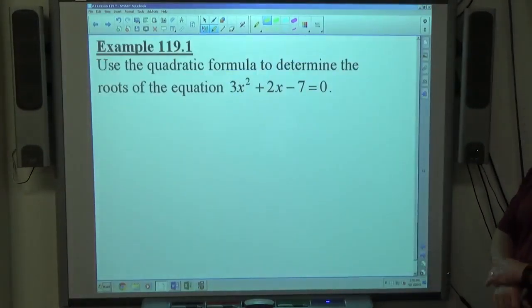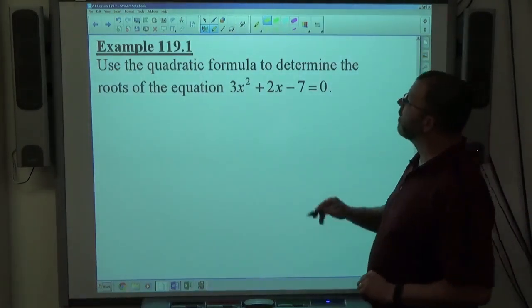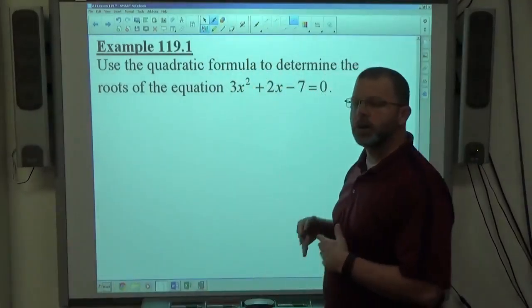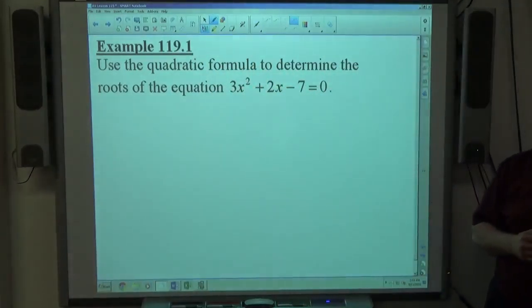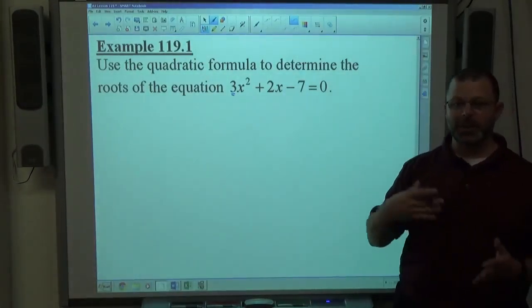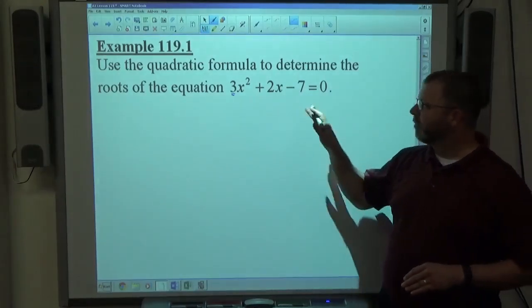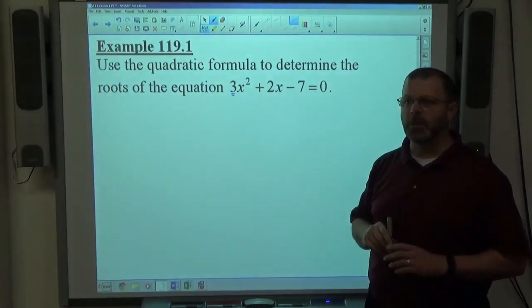So look at example 1. Use the quadratic formula to determine the roots of the equation 3x squared plus 2x minus 7 equals 0. Now, first thing I'm going to bring to your attention here, if you did want to do what we did yesterday, completing the square, there is a number in front of x squared, which makes the completing the square technique we did yesterday not workable. We'd have to do one extra step. We haven't learned how to do that yet. So for this one specifically, the quadratic formula would have to be used as of right now.